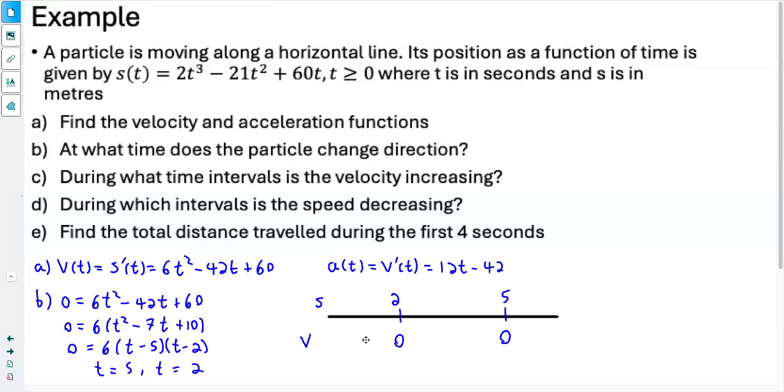We'll then figure out if this section is positive or negative velocity, if this is positive or negative velocity, or this is positive or negative velocity. So if I put a number that's less than 2 into here, so for example, if I was to plug 1 in, I would have a positive times a negative, so that's going to give us a positive. So we know that from our starting time of 0 to 2, we're going to have a positive velocity. Next, we can pick something between 2 and 5. So for example, if I was to put 3 into here, we have a positive times a negative times a positive. So that's going to give us a negative. So between 2 and 5 seconds, we're going to have a negative velocity.